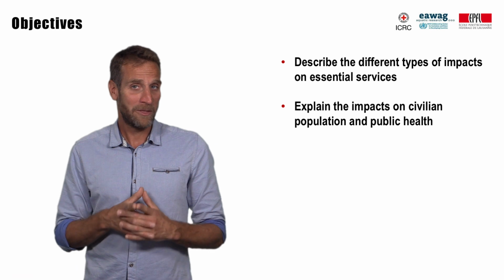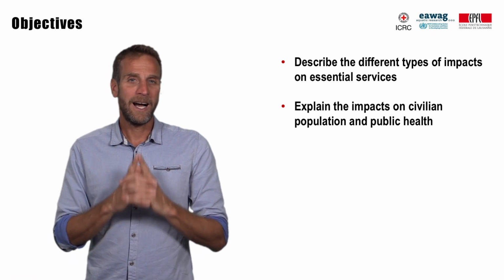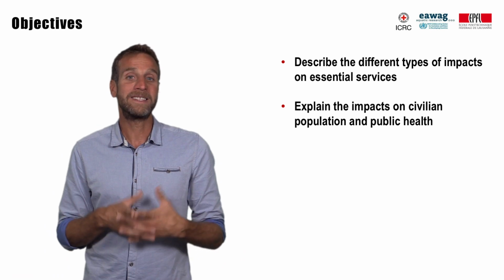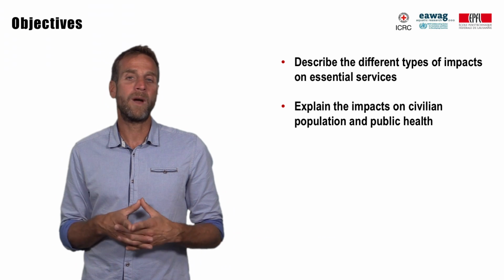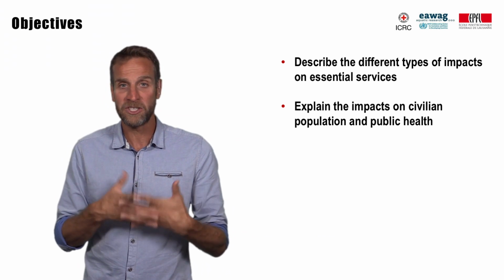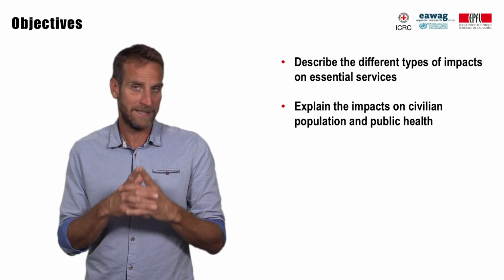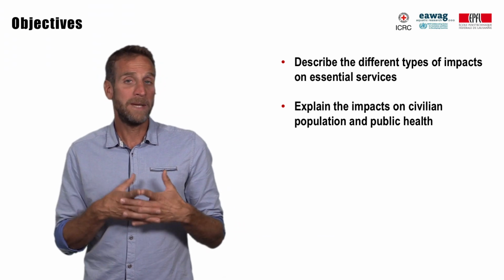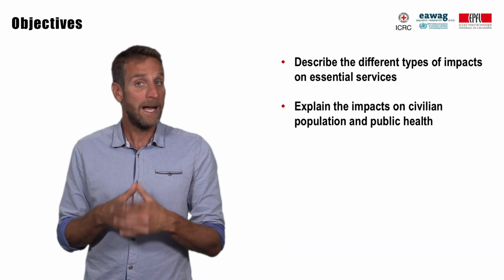Now you are familiar with the concept of urban essential services. Let's see how protracted conflicts affect these services. In this lecture, you will learn to describe the different types of impacts on essential urban services encountered in humanitarian crises. Then you will be able to explain the resulting impacts on civilian population and public health.